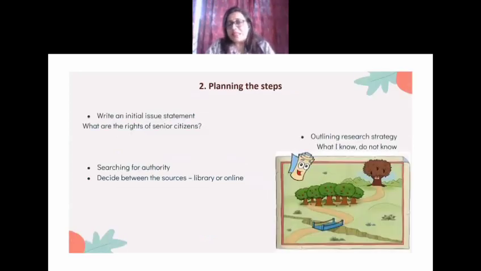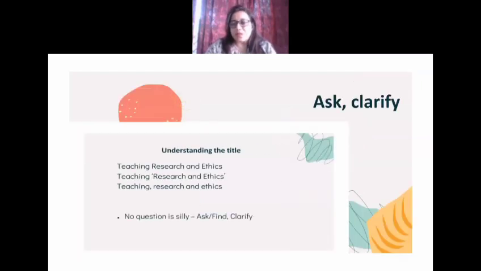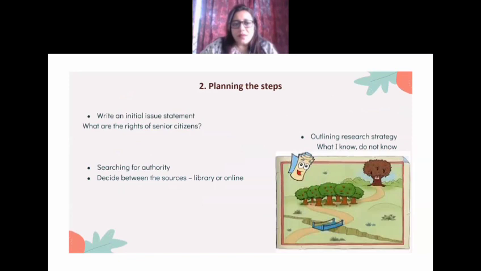So now, planning the steps, the second step, because previously we had seen here that creating a research plan has 3 steps, which is a very theoretical one, nothing new, it's a known aspect. So collecting preliminary information on the problem is what we were seeing now. Next is about planning the steps. How do I go about this?